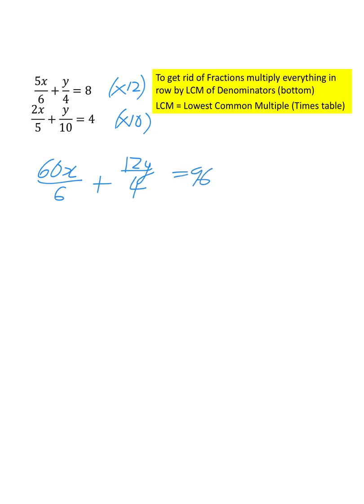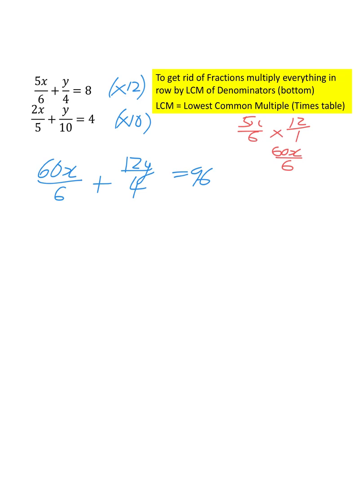The reason we only multiply the top is because we're doing 5x over 6 multiplied by 12. And remember, any whole number can be written over 1. And when multiplying with fractions, you just multiply straight across. So that would be 60x over 6. That's the reason that when you're multiplying by a whole number, you're only multiplying the top, the numerator.